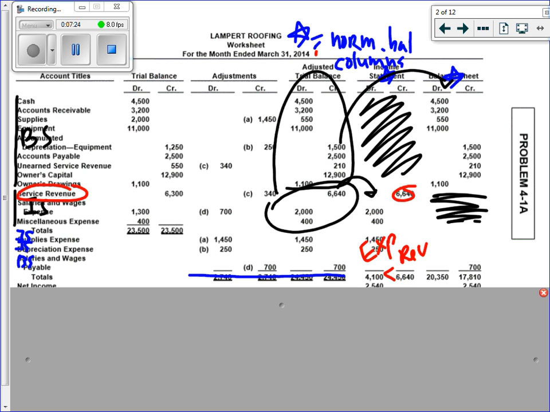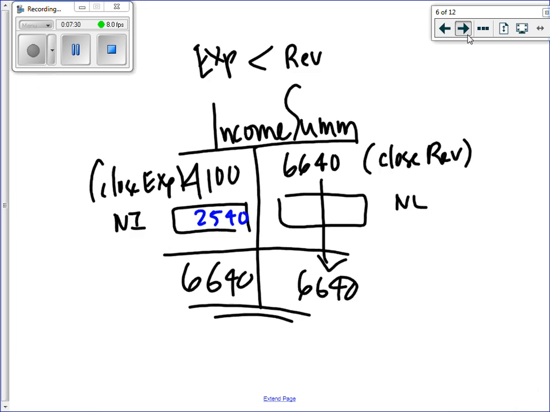I need just a minute because I think I have a bigger version of this somewhere in my notebook. Yes. Are those our numbers? Yes. This is an exact duplicate of the income summary. 6640 is larger than our expenses.